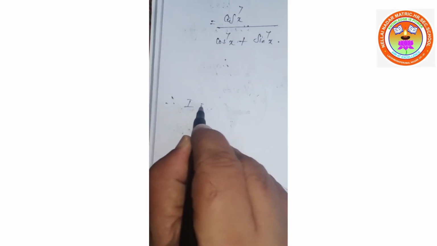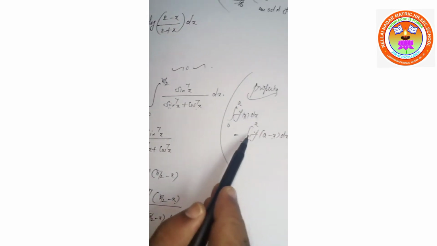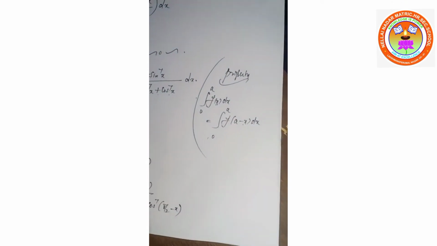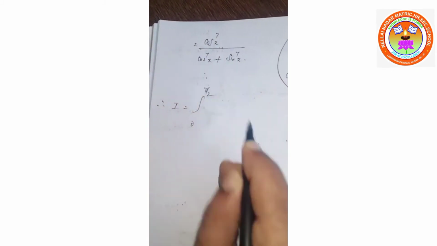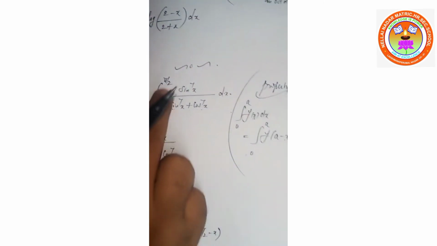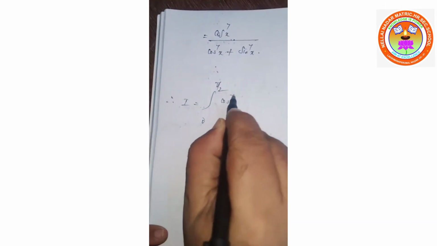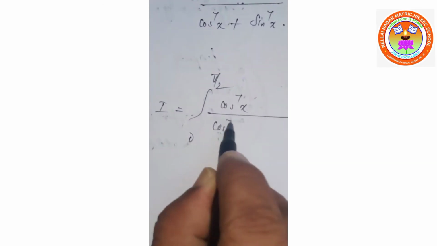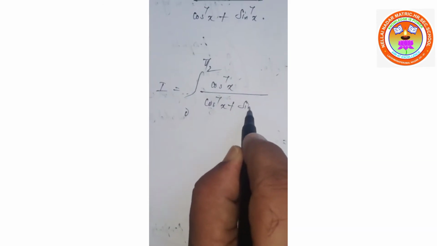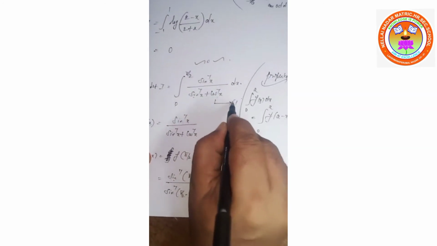Therefore I equals this integral. Look at the right hand side, 0 to a, left hand side 0 to a. So 0 to pi by 2 becomes 0 to pi by 2 only, no change at all. f of x in the left hand side, right hand side f of a minus x. What is f of a minus x? Here it is, cos power 7x divided by cos power 7x plus sin power 7x dx. And let it be equation number 2. The given integral I consider as number 1.